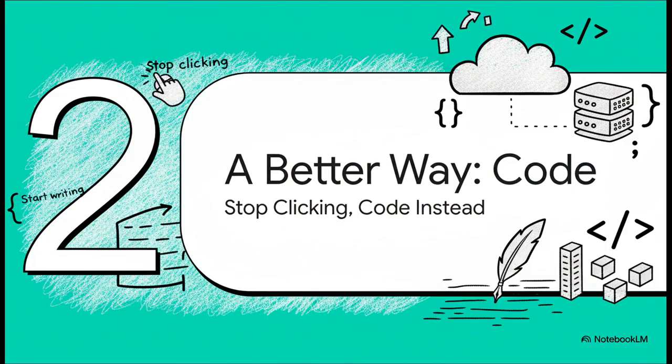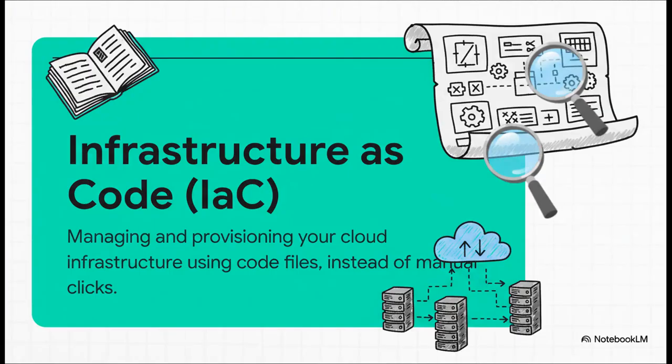Well, it's pretty straightforward actually. We need to stop clicking and start coding. It's time we start treating our infrastructure just like we treat our applications, as code. And that brings us to this big idea, infrastructure as code, or IaC. Put simply, it's the practice of managing your entire cloud setup using code files.